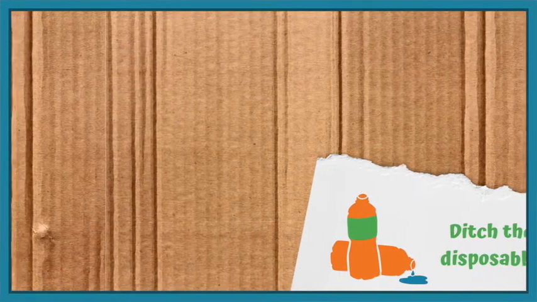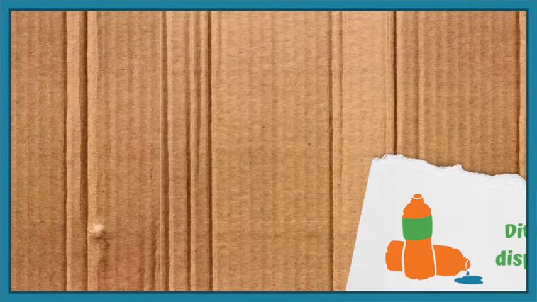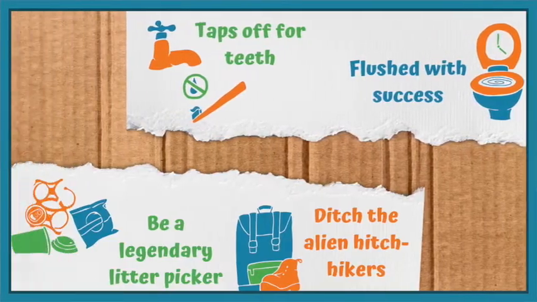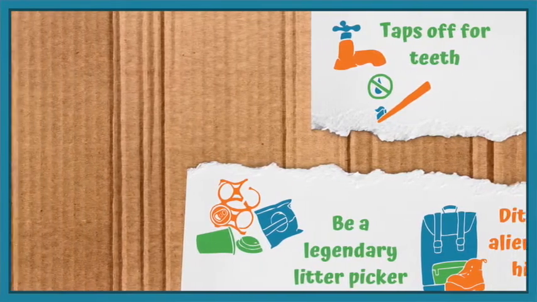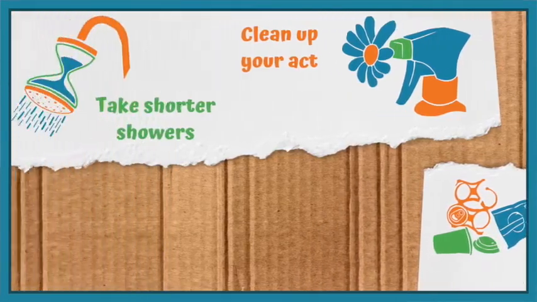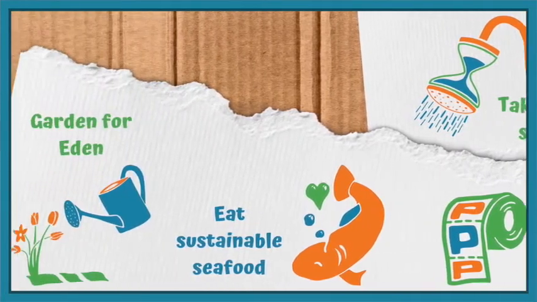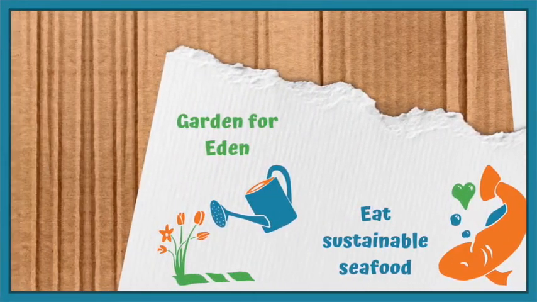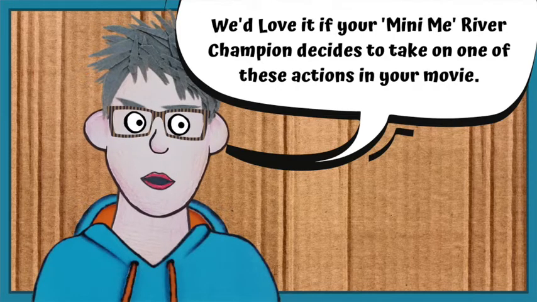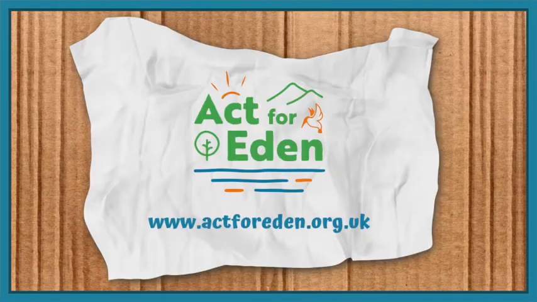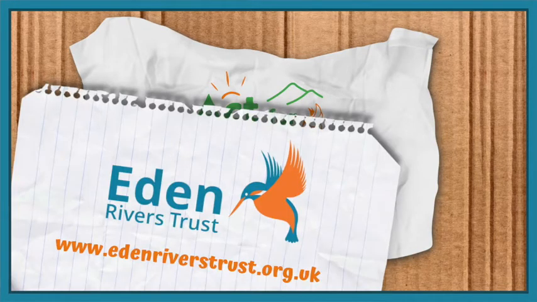There are lots of actions you can choose from, like flushed with success, taps off for teeth, ditch the alien hitchhikers, be a legendary litter picker, clean up your act, take shorter showers, only flush pee, poo and paper, eat sustainable seafood, and garden for Eden. We'd love it if your mini-me river champion decides to take on one of these actions in your movie. You can find out more about what the different actions mean by going to the Act for Eden website, and there's loads of information and resources on the Eden Rivers Trust website too.